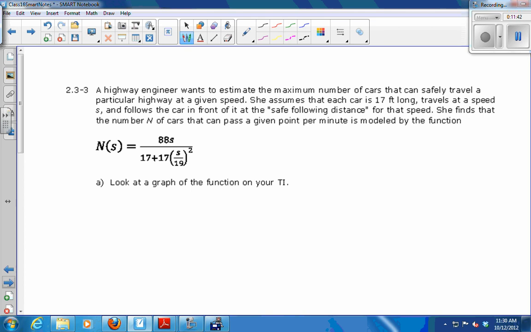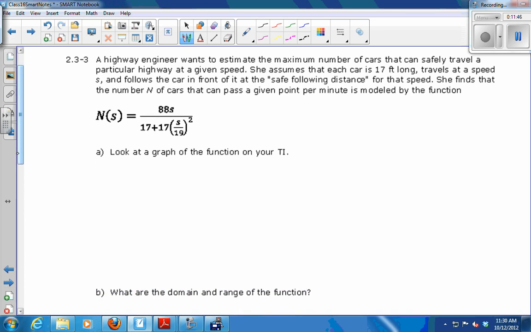Okay, so now a little practice interpreting a function. So this is a real-life function that models the maximum number of cars that can safely travel a particular highway at a given speed. So we're going to assume that each car is 17 feet long and will travel at a speed of s. So that's going to vary. The speed of the cars on the highway is going to vary. And we're also going to assume a safe following distance, which maybe or maybe not is a fair assumption, right?